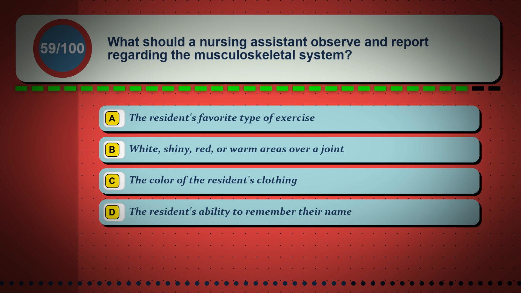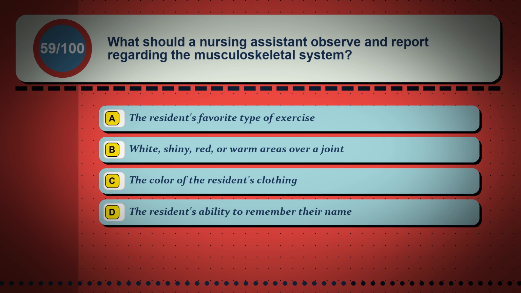Question 59. What should a nursing assistant observe and report regarding the musculoskeletal system? Option A. The resident's favorite type of exercise. Option B. White, shiny, red, or warm areas over a joint. Option C. The color of the resident's clothing. Option D. The resident's ability to remember their name.